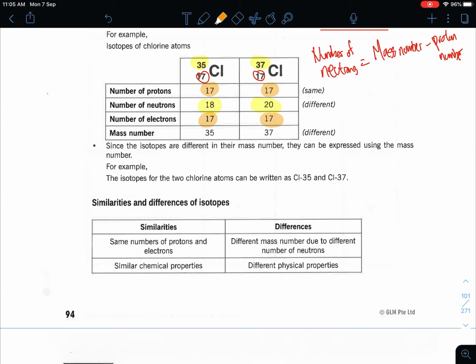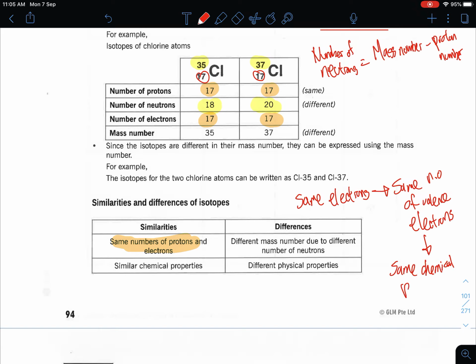Now, what are some similarities and differences between isotopes? They have the same number of protons and electrons, and because they have the same number of electrons, that means the same number of valence electrons, and therefore the same chemical properties. However, because they have different numbers of neutrons, they will have different physical properties. So from this, you will be able to tell that valence electrons influence chemical properties, whereas different numbers of neutrons influence physical properties.